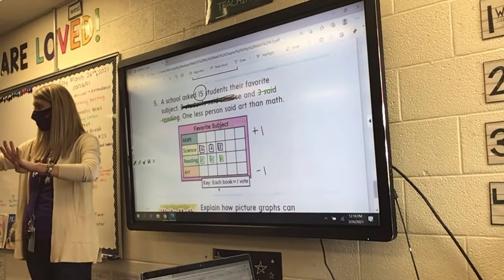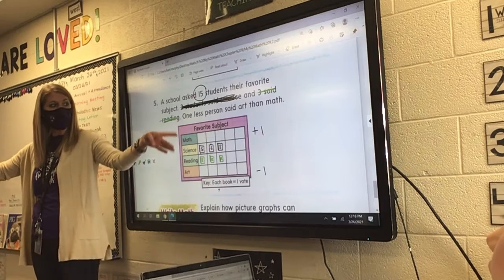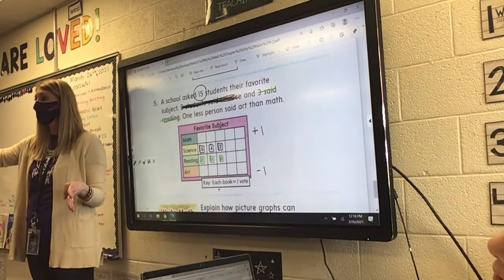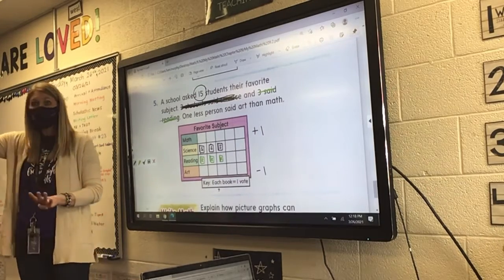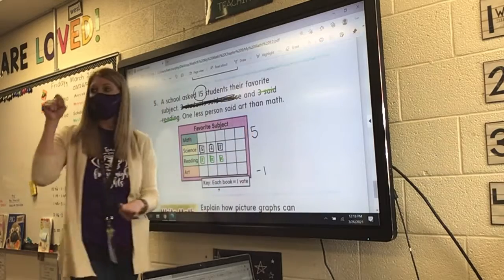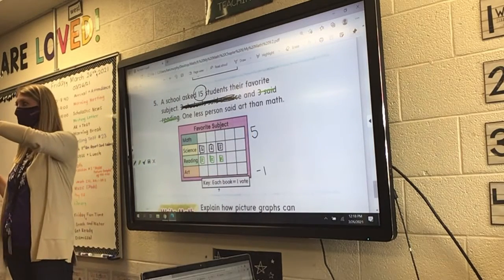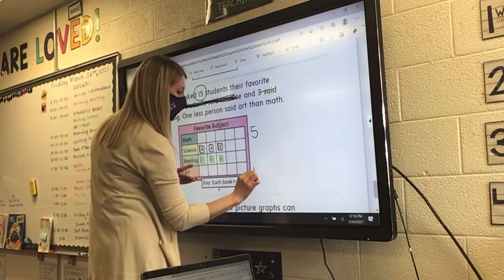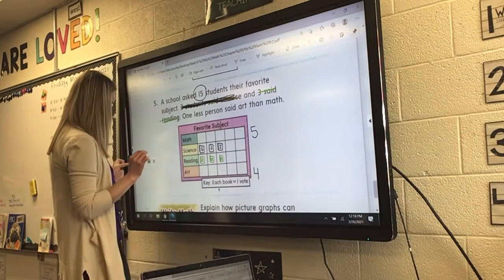The one on this side. This is the 5. Now look up here. Which one has more? Math or art? Oh, Braylon. Math. Math is going to have 5, because 1 less would be art, which is at 4. Art has 4. What should we draw for art?